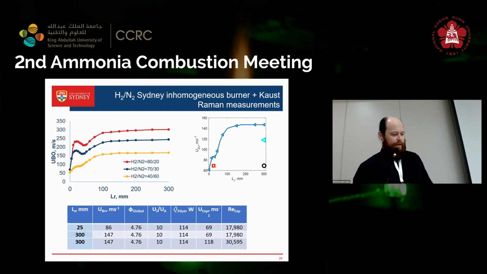So a small add there is that we've also got some work in with regards to a hydrogen flame, no ammonia.